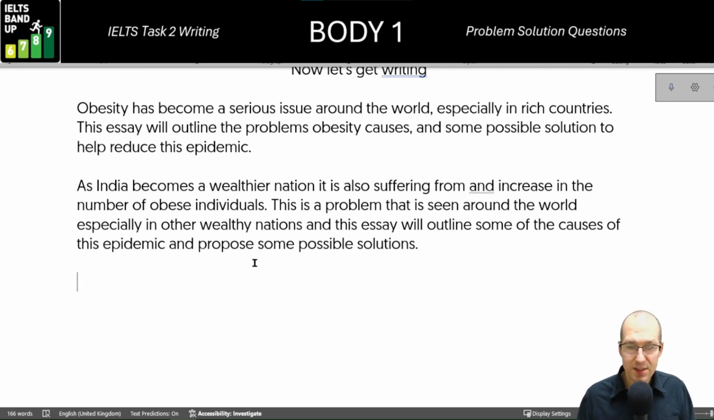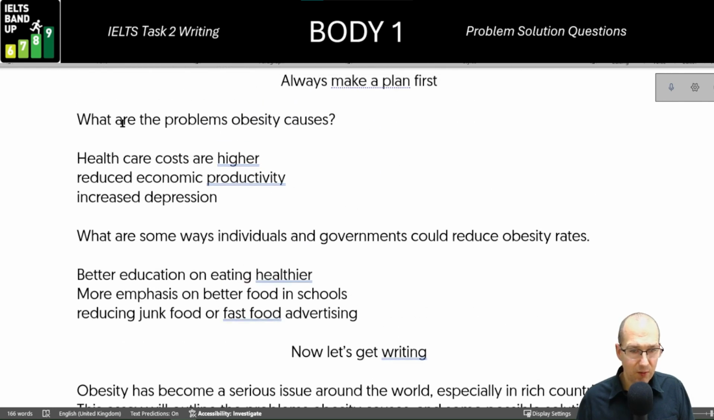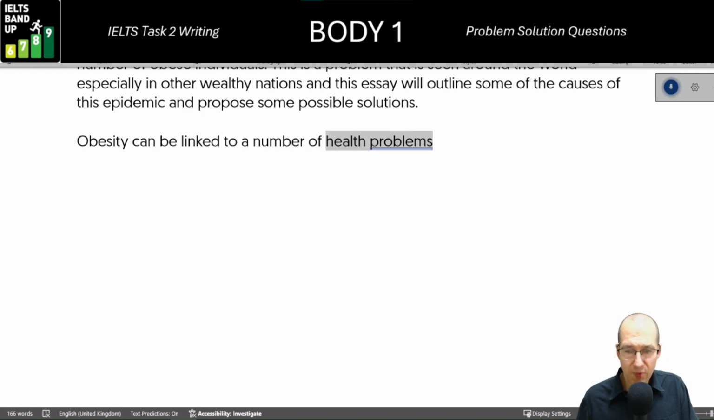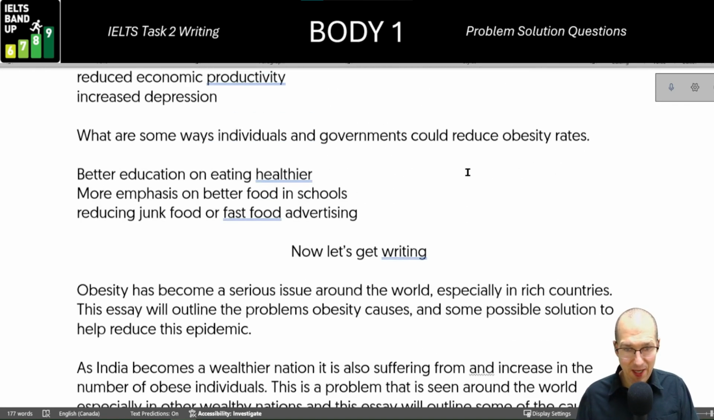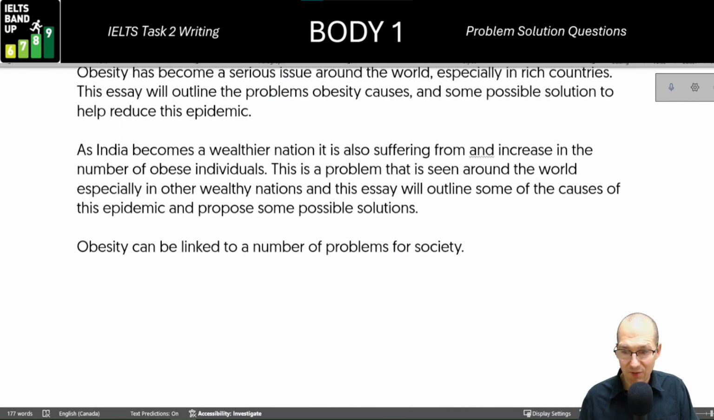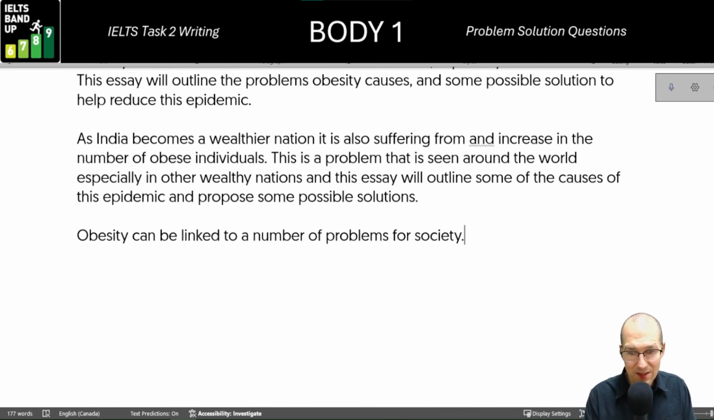Okay? Now it's time to get into body paragraph 1. And what's body paragraph 1? Well, we go and talk about the health problems obesity causes. Obesity can be linked to a number of health problems for society. Now, this is good enough, but remember, we can make this a little bit better. We made a plan, right? Healthcare costs, reduce economic productivity, increase depression, right? So, linked to a number of problems for society, right?